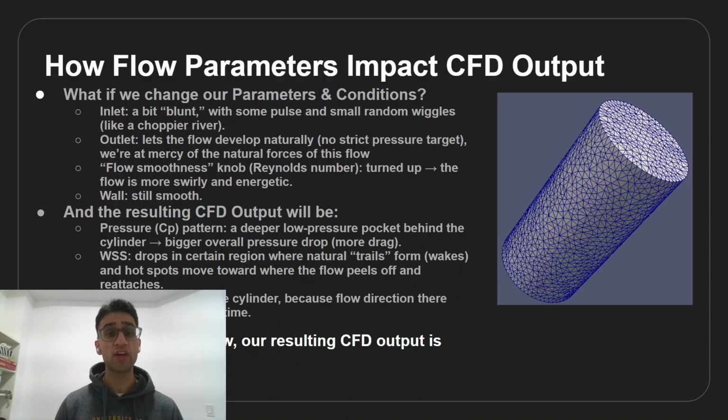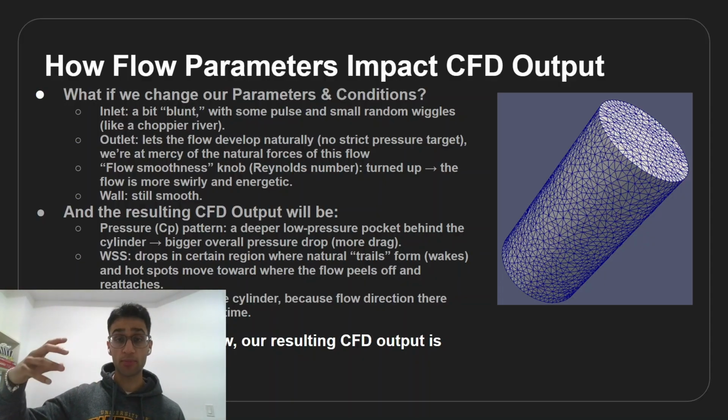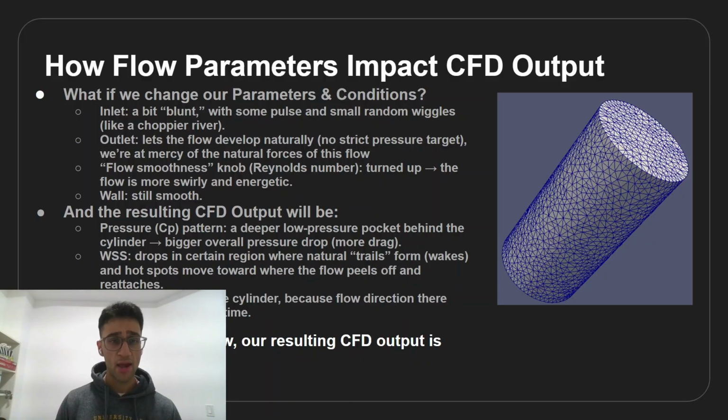Here, the resulting CFD output will have a pressure which has deep, low pressure pockets behind the cylinder and bigger overall pressure drops throughout, more drag. And we'll have a wall shear stress that drops in certain regions and creates natural trails. Hotspots move towards the flow, peel off, and reattach. And the OSI will be high behind the cylinder because flow direction there keeps changing over time.